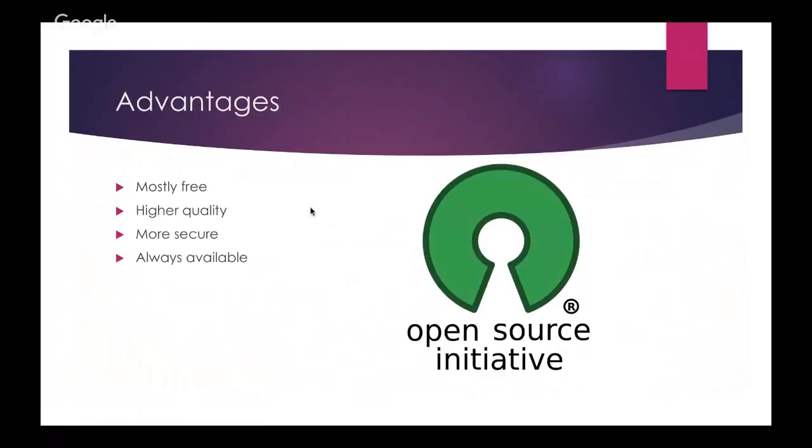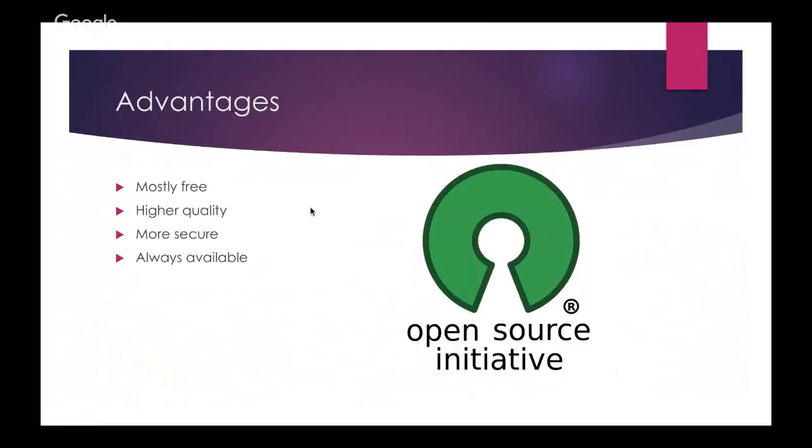What are some advantages to open source software? It is mostly free. It leads to higher quality results because the source code is passed around, tested, and fixed by people across the world. It is considered more secure because, again, people from across the world at all times are looking at these codes and fixing them when they see a problem.